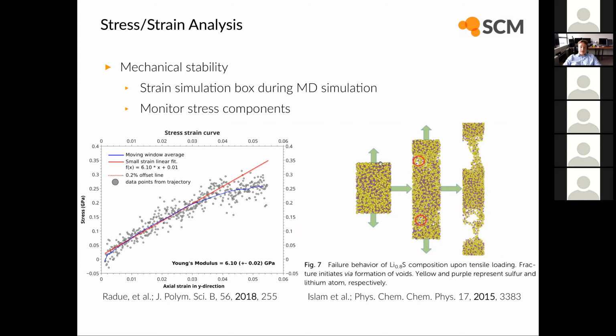Similar things were then studied on this sulfur cathode. It turned out that with increasing content of lithium atoms, the material gets more sturdy. That's not very surprising, because basically more ionic bonds are formed, and these are stronger than just the interaction between sulfur rings. However, after a certain point, obviously the material breaks, and this starts with the formation of little voids in the material, from which then the whole separation and fracture of the material starts and proceeds.